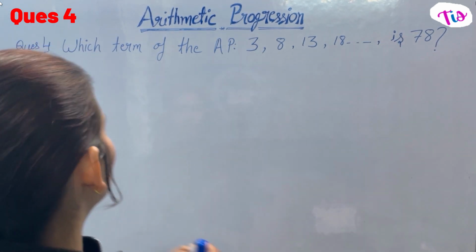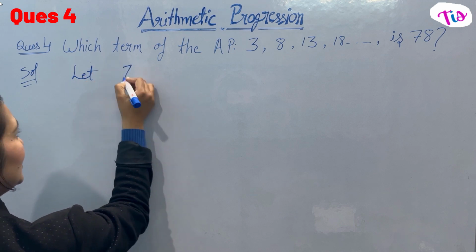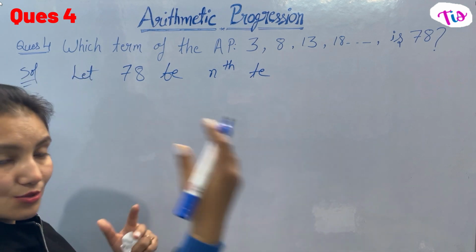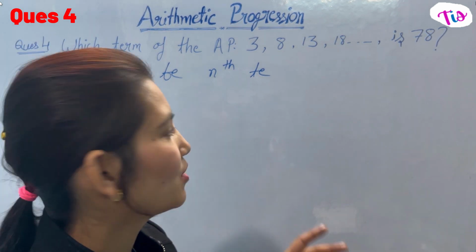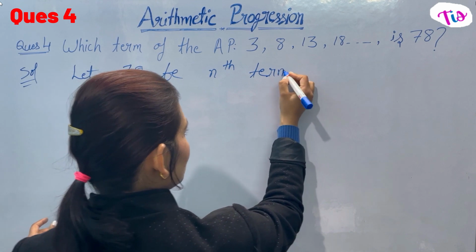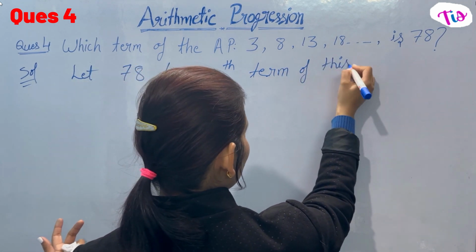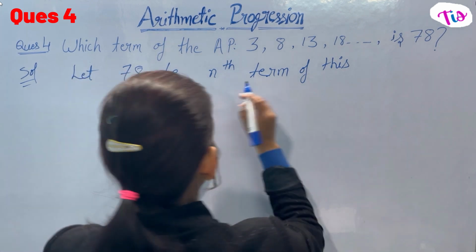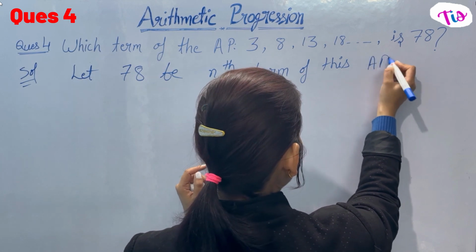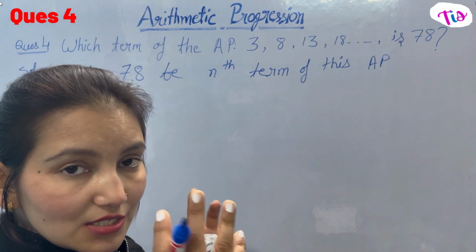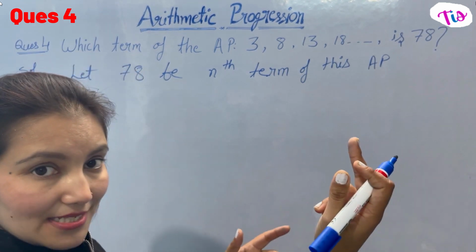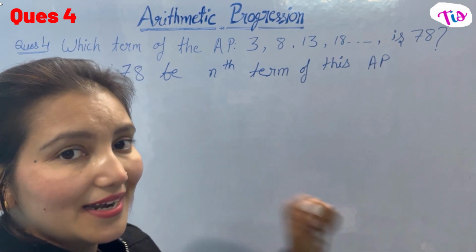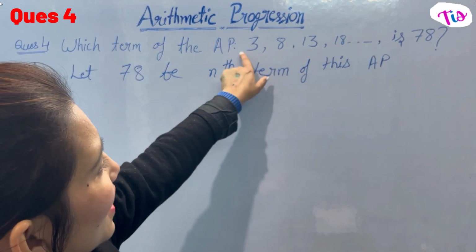Let 78 be the nth term of this AP. We are assuming that 78 is the nth term, because we don't know at what place 78 will come, so we assume it comes at nth place. What is the formula for the general term of an AP? It's an is equal to a plus n minus 1 d. Before writing down that formula we just need to analyze this AP.